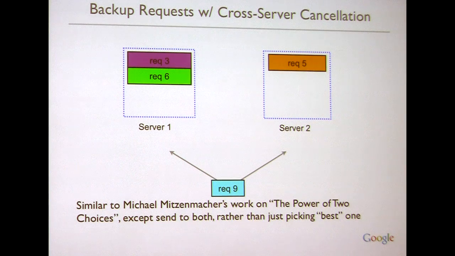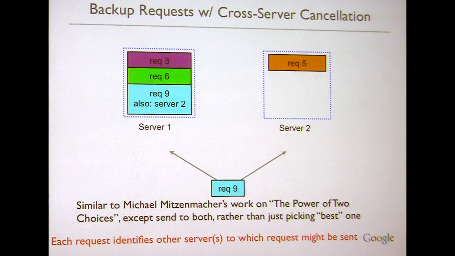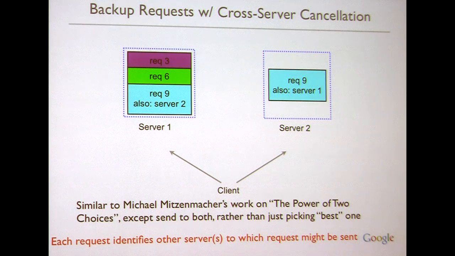But instead, what you can do is, here's my client request. I'm going to send it to one place, and then very soon after, before I really expect a response, I'm going to send it to the second place, the second server. The identity of the other servers is included in each request, so each server knows which other servers might have received a copy of the request. And then they're going to continue processing requests.